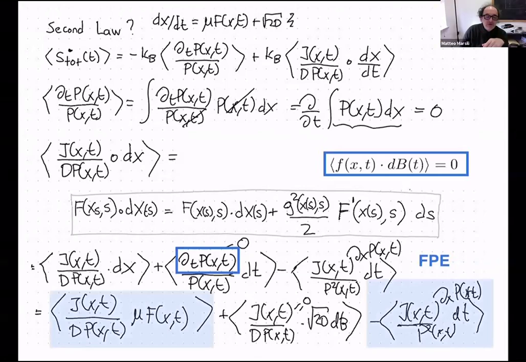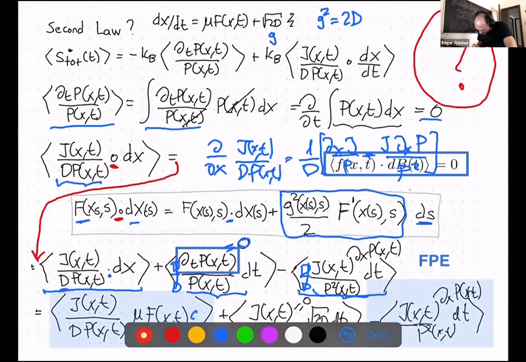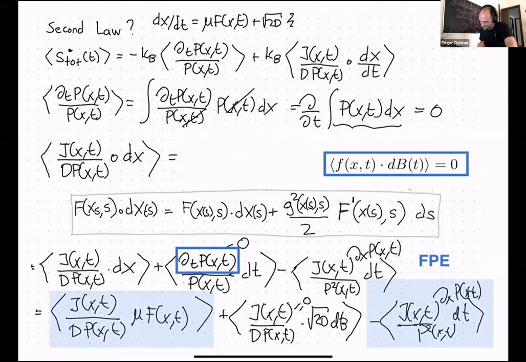So the first term will be multiplied by dt, I guess, no? Actually, yes, I forgot as well. Here we miss a dt, exactly. Okay, there is a dt missing. On the right, you see j partial xp divided by p squared times dt. So there are two terms that go with dt in this average, okay?